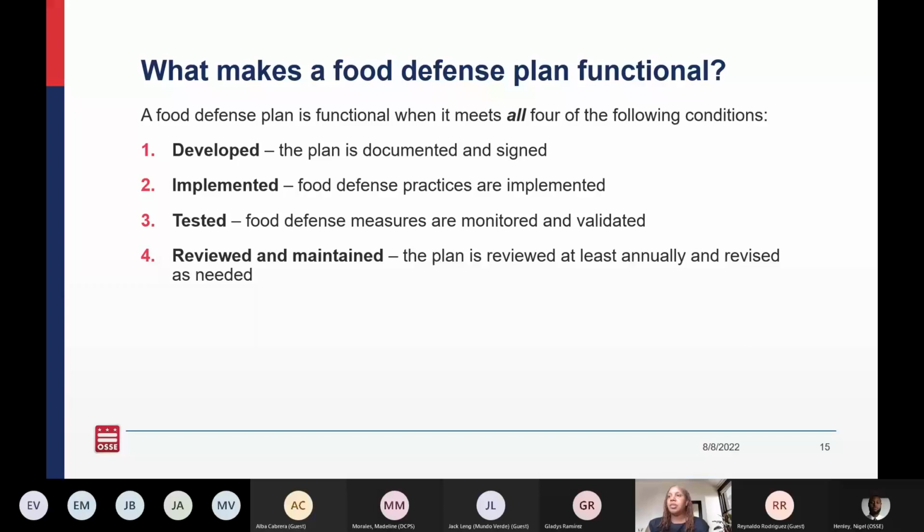And last but not least, you want to review and maintain a food defense plan that is current and functional. Again, as things may change, you may need to change your food defense plan. Again, we don't want to think about the potential for someone harming our food, but it does happen.